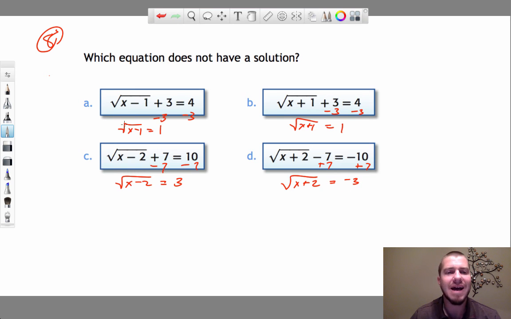The only one that has a radical equal to a negative number is D. So D has no real solution, or has no solution. Because no matter what I plug in for x, I'm never going to get a negative number coming out of that radical.